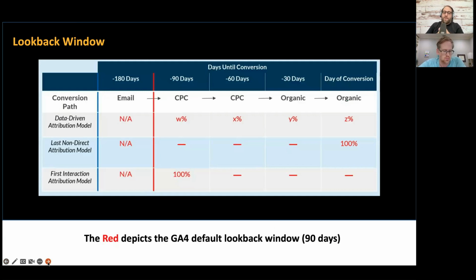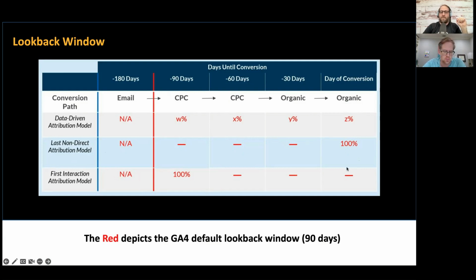In the example that I gave, you can see this a little better, where my look back window is 90 days. Someone came to your site originally through email, then clicked on an ad, came through organically, and then came through organically again. If I have the data-driven model, it's going to give credit to all of these things here at a certain percentage. Hey, what about email? The reason is because it's longer than 90 days. We don't look at it. The last non-direct attribution model means the last click that they did, besides ignoring direct. Here, it's going to give all the credit to organic.